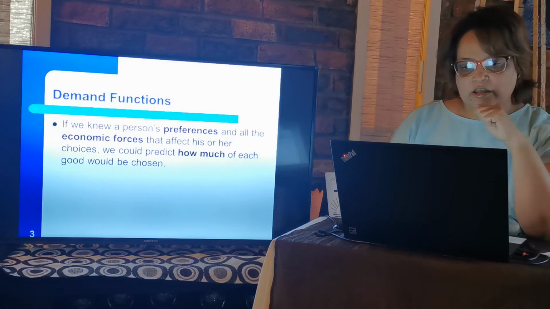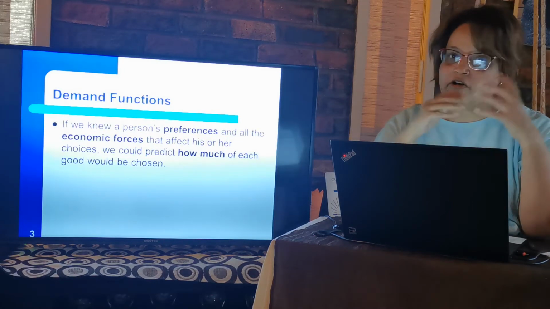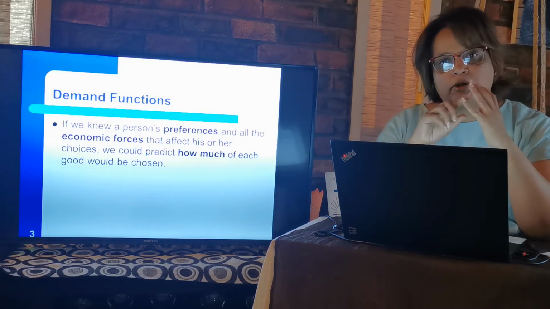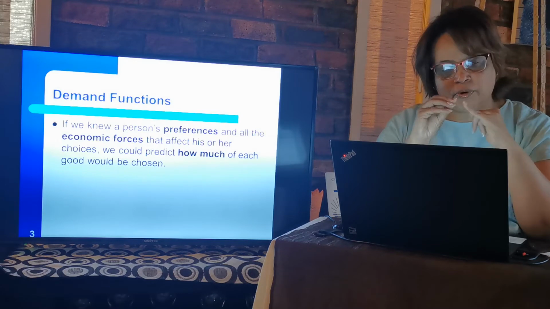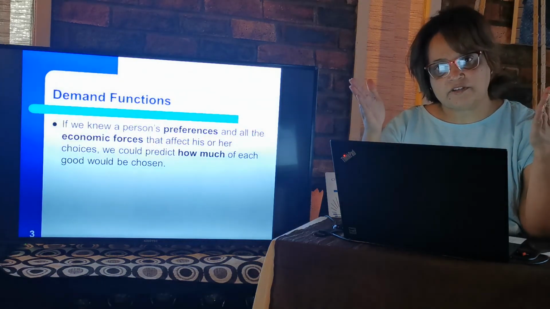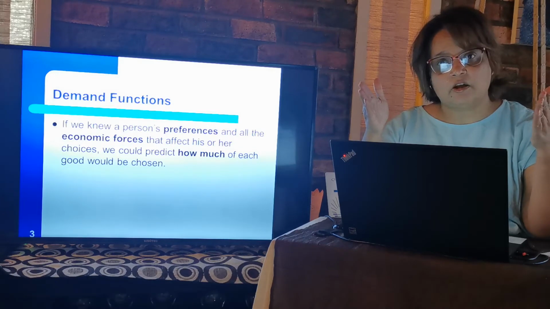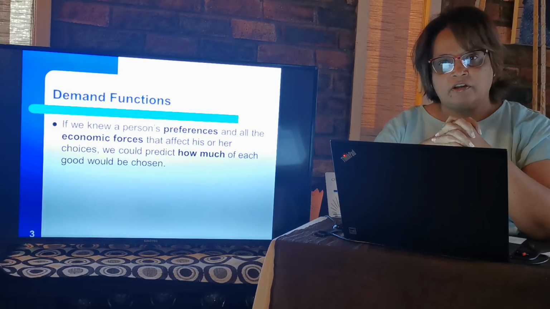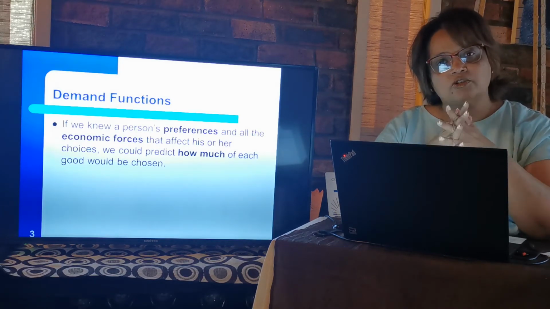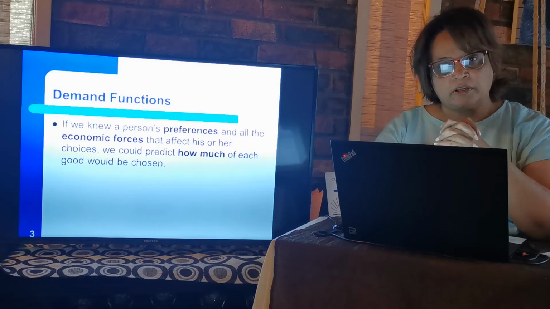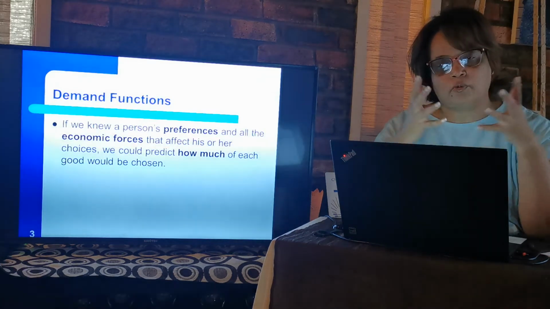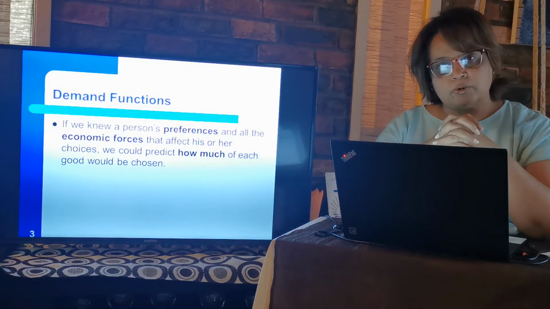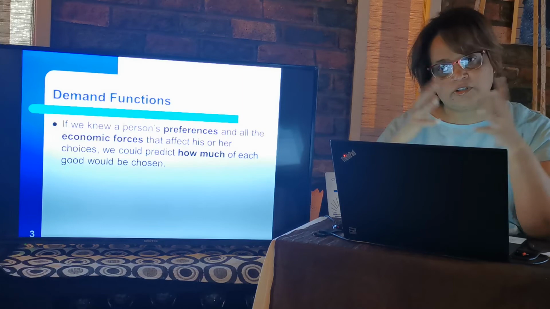Demand functions. If we knew a person's preferences, for example, now we're going back to the economy with its diversity. We spoke about income group, status, lifestyle, culture, diversity, gender, race, and values in specific households. So take a household, for example, let's take my own household. We are 4: 2 children, 2 adults, 1 boy, 1 girl, and obviously the parents.